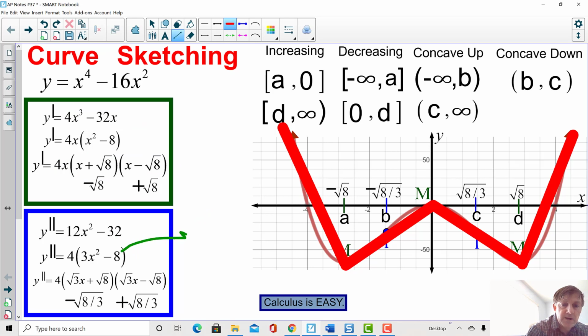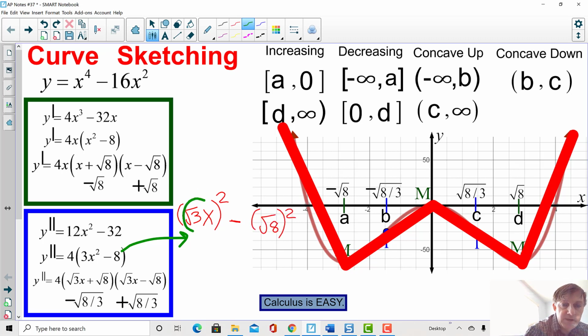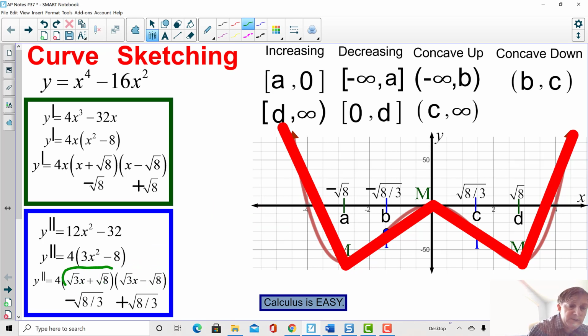This is probably the hard part. How do we factor this? We want it to be difference of squares again. So that's going to be the square root of 3x squared, and then minus the square root of 8 squared. So the first thing is the square root of 3x, and the second thing is the square root of 8. So we do the first plus the second times the first minus the second. You can set each factor equal to 0, and your answers would be these two right here.